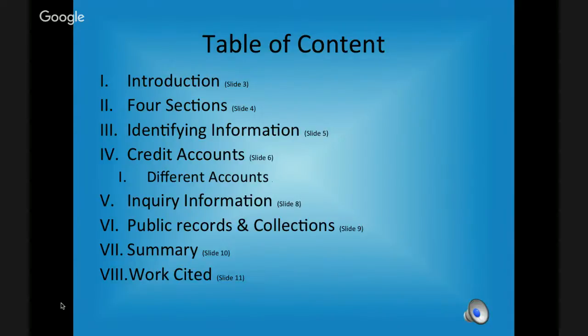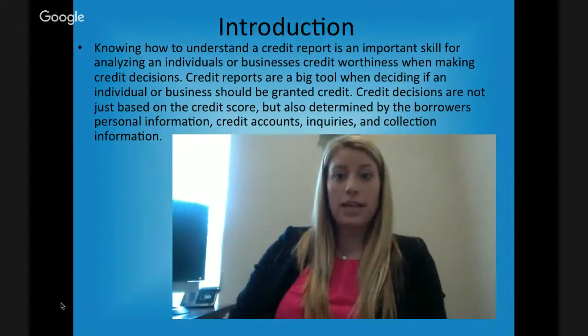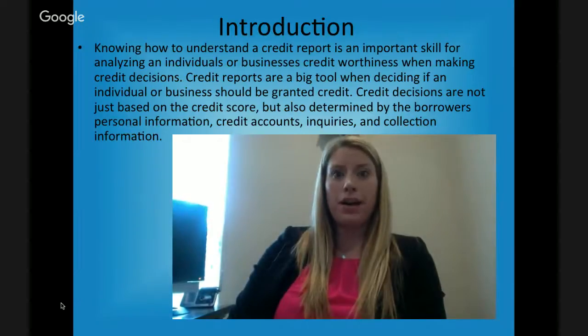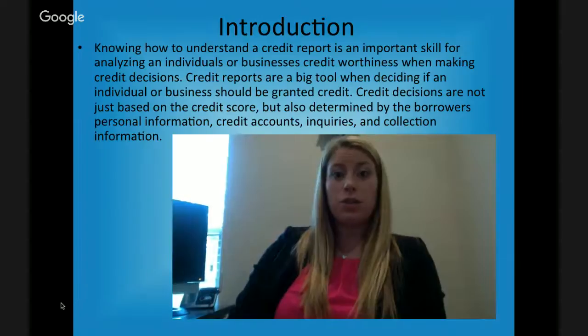Knowing how to understand a credit report is important when analyzing an individual's or business's creditworthiness. This tool is used when deciding if you're going to grant the borrower credit. This is based off of 4 different factors: the personal information, the credit accounts, inquiry accounts, and public record and collections.